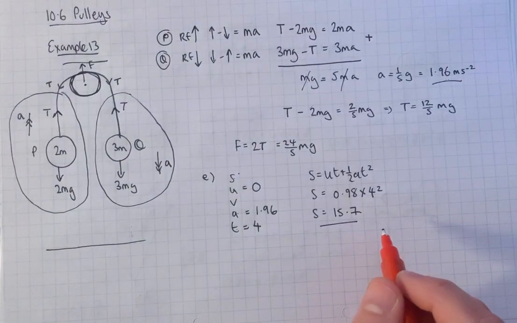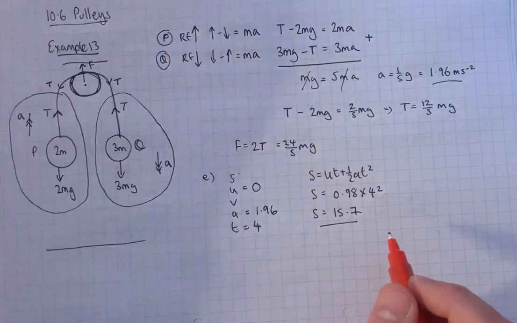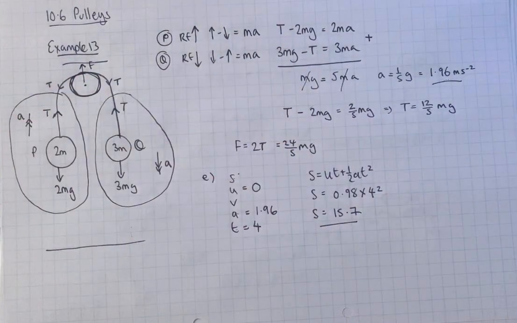Last bit, state how you've used the fact that the pulley is smooth in your calculations. That will mean the tension is the same either side of the pulley.